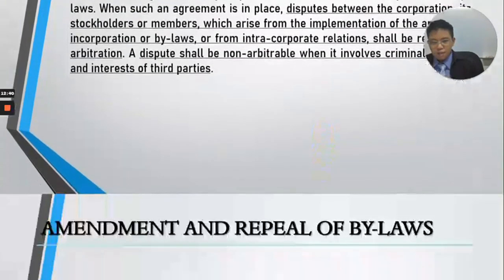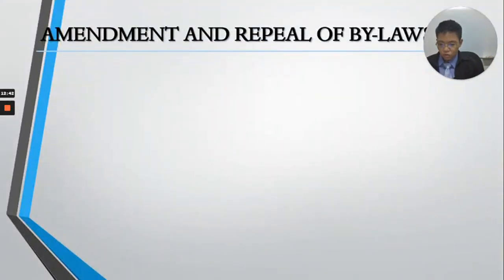What else? Please take note also that the enumeration in Section 46 is merely directory. If the corporation does not make a provision for all of the matters already which I have mentioned, remember, class, that it will not affect the validity of the bylaws. What else?